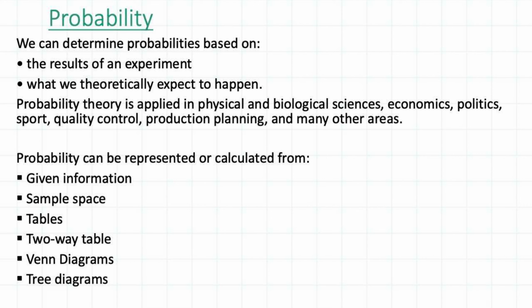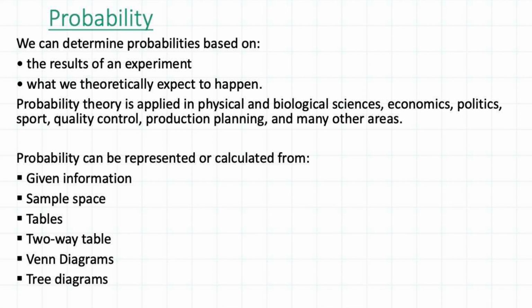So an experiment would be something like tossing a coin 10 times and then counting how many heads and tails you get. The results you get are based on an experiment. If we are rolling a die, then theoretically you can expect to get a 1 out of 6 times. The probability of getting a 2 would be 1 out of 6 and so on. So that would be theoretical and not based on experiment.